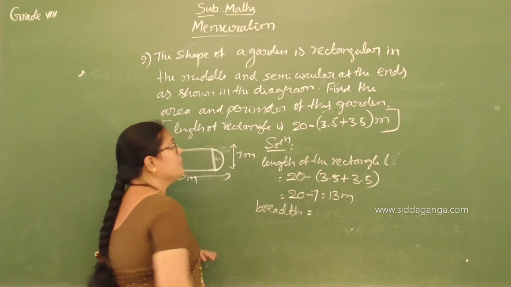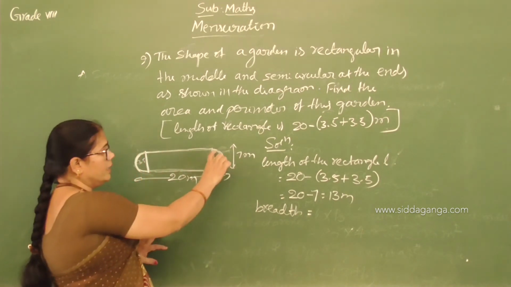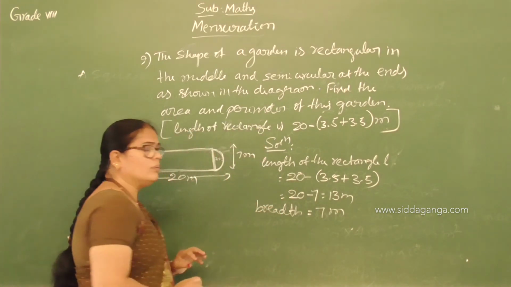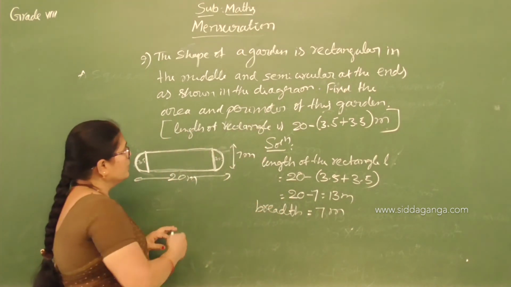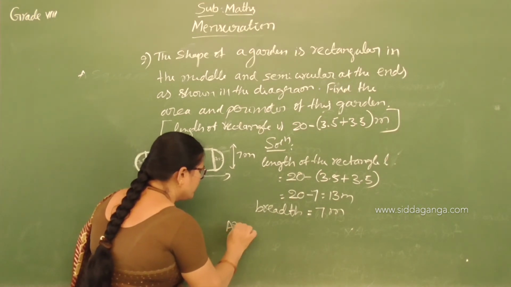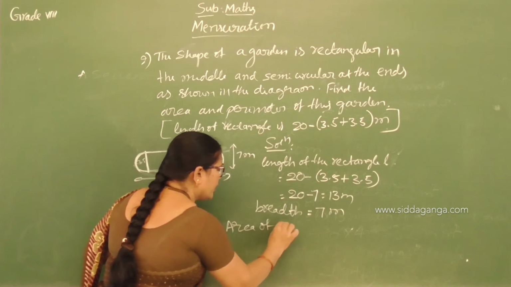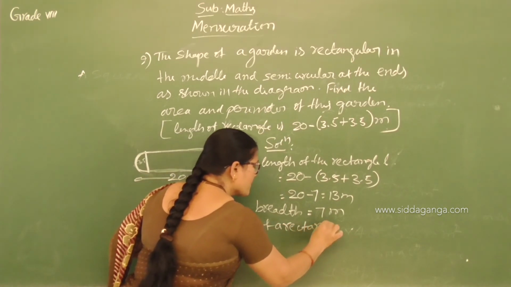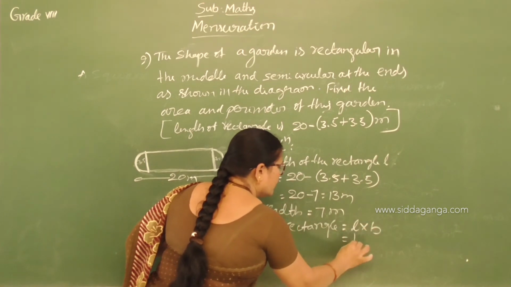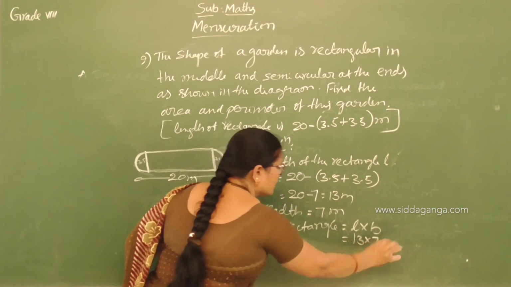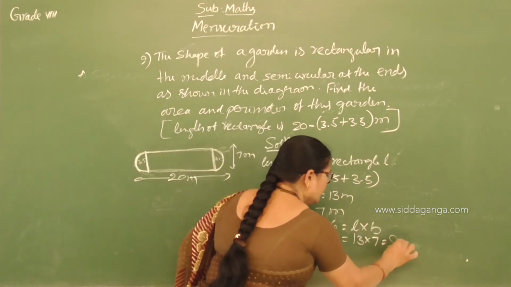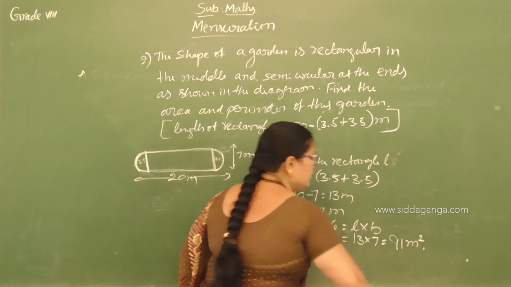What is the breadth of the rectangle? Here the breadth B is equal to 7 meters. What about the area? Area of the rectangle is equal to length into breadth. That will be equal to 13 into 7. 13 sevens are 91 meter square.